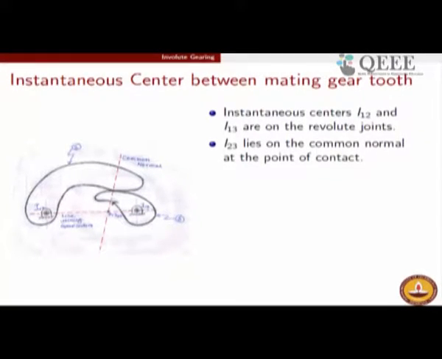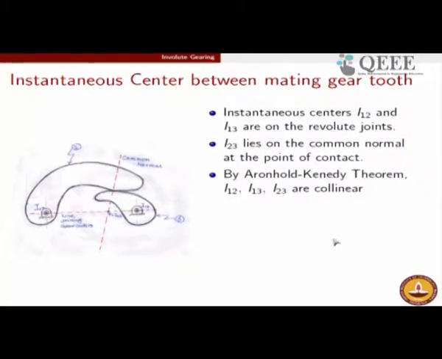I23, which is 2-3, remember, body 2 and body 3 are forming a higher pair within themselves, and as a result I23, the instantaneous center between these two bodies, as per our discussion yesterday, will lie somewhere along the common normal. Where exactly it lies was not specified in yesterday's discussion, but we will do that today.